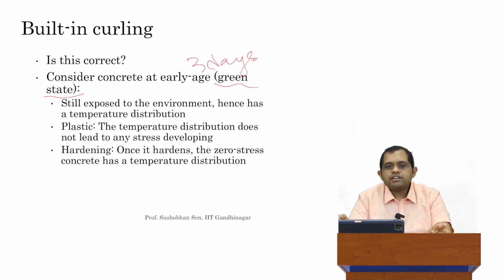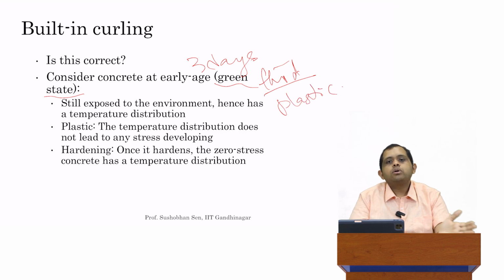So during those early age conditions, particularly initially when we just laid the pavement, the concrete is still in a fluid state. Or another way to write it is the concrete is plastic. What plastic basically means is it can undergo any amount of deformation for basically the same amount of stress. So at an early age, when we lay the concrete, it is still exposed to the environment, which means even that plastic concrete is also going to acquire a nonlinear temperature distribution.